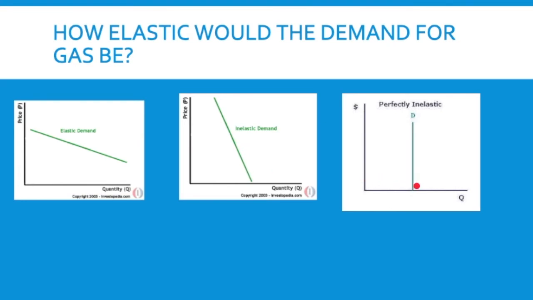Sometimes, very rarely, we'll see a perfectly inelastic demand curve, meaning that it doesn't matter how much the price changes, the same amount of people are going to buy it. So we'll see some examples of that. It doesn't matter if it's $1,000 or $10, it's not really going to change the amount of people that would buy this good. So think about the demand for gas.